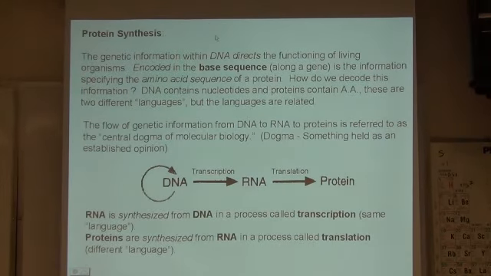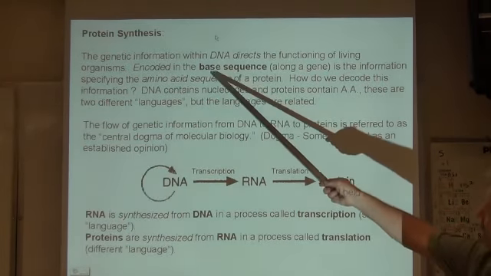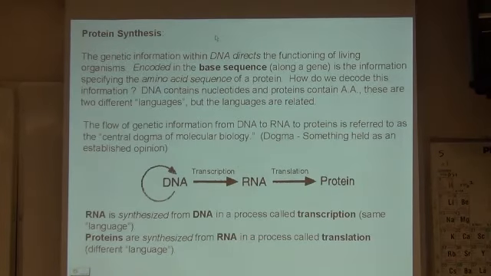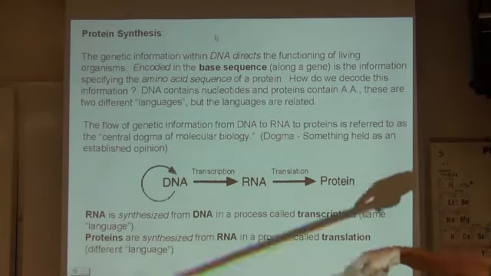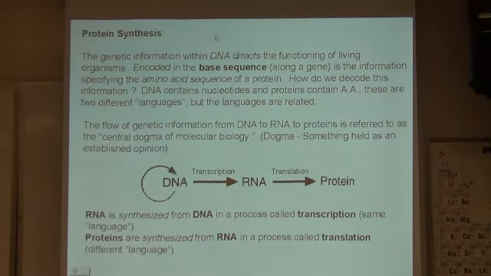Protein synthesis. How do we get our proteins from our DNA? Well, the information is encoded in the nitrogenous base sequence in the DNA. So how do we extract that? This is specifying the amino acid sequence of the proteins, but DNA and RNA have monomeric units that are nucleic acids. Proteins have monomeric units that are amino acids. These are two entirely different languages. So how do we get from one to the other?